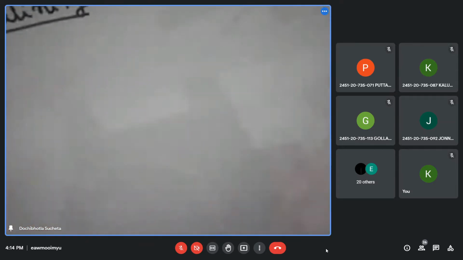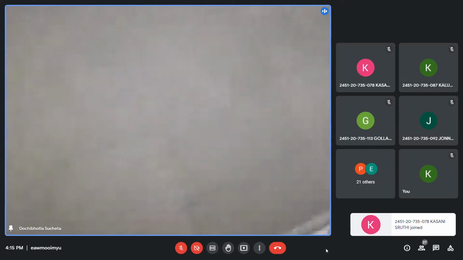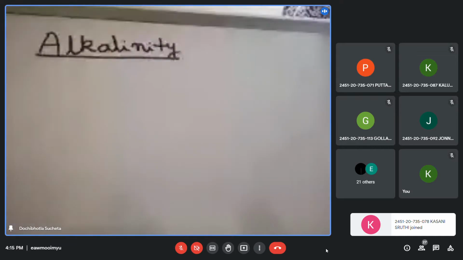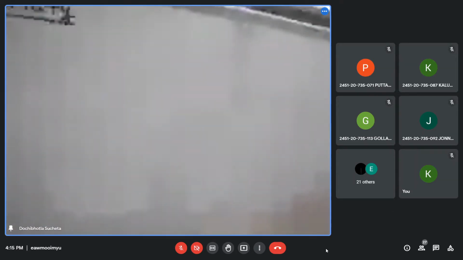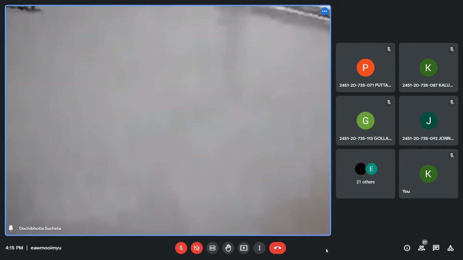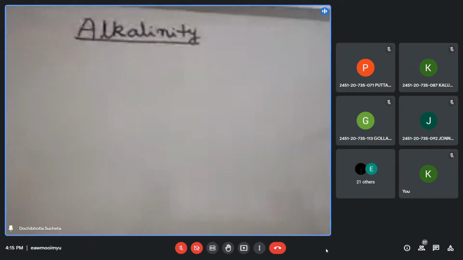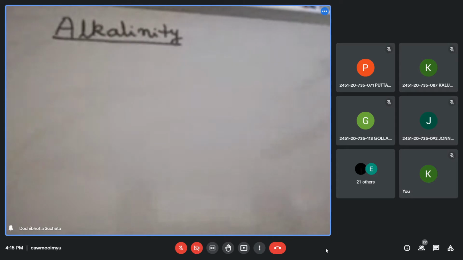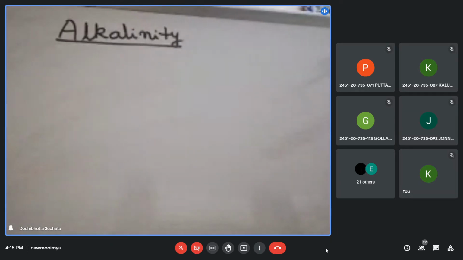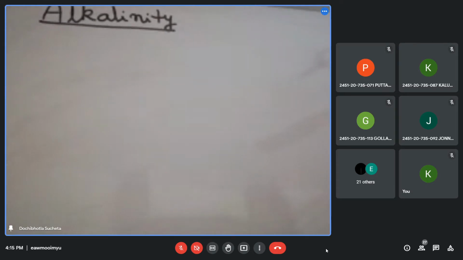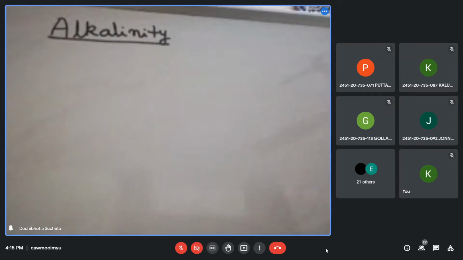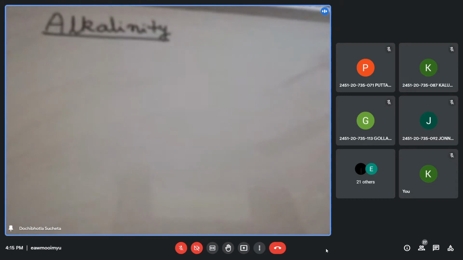Right now this has got stuck. That's a problem. So write the heading alkalinity. What the name tells is that I'm taking a water sample, and that water sample has lots of dissolved salts present in it, and it has another problem called alkalinity.